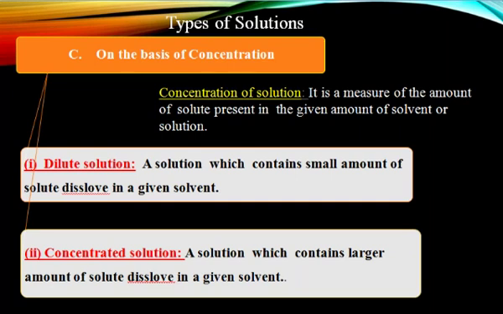We can classify this type of solution into two types, which are dilute solution and concentrated solution. A dilute solution we can define as a solution which contains a small amount of solute dissolved in a given solvent. Here the concentration of the solute is very little in the solvent or solution. The second type, the concentrated solution, we can define as a solution which contains a larger amount of solute dissolved in a given solvent.